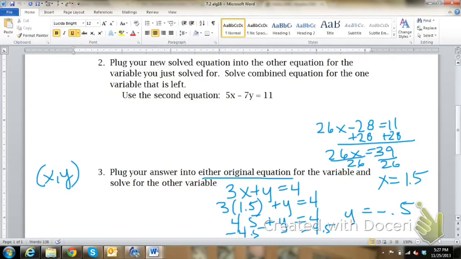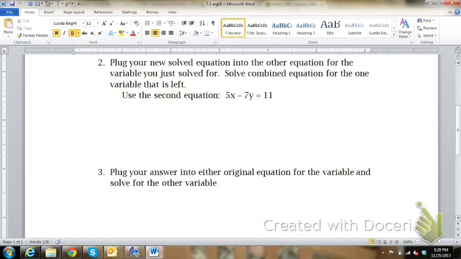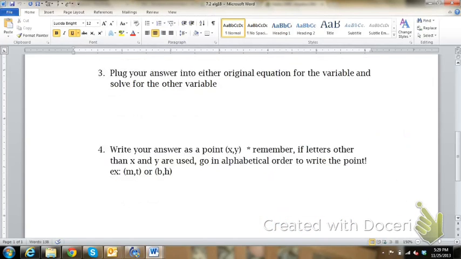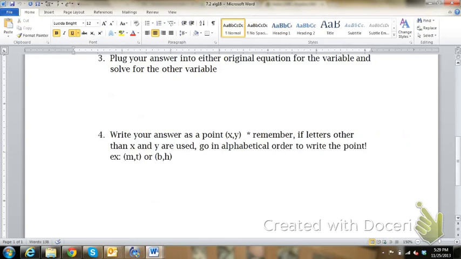Okay, so now pause the video because I'm about to scroll down. Make sure that you write your answer as a point, x and y. So for x, we got 1.5, and for y, we got negative 0.5. So write your answer as a point. And remember, if you have letters other than x and y, just write your answers in alphabetical order. So if you had an M and a T, you'd put your answer for M before T. And same with B and H. Just put them in alphabetical order.